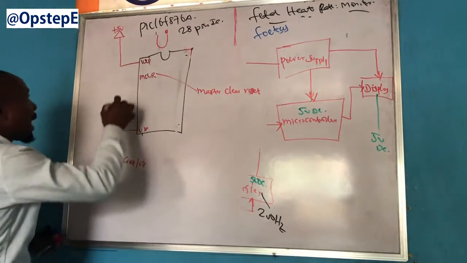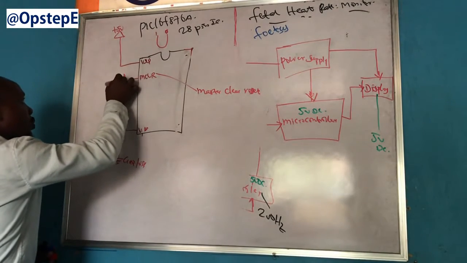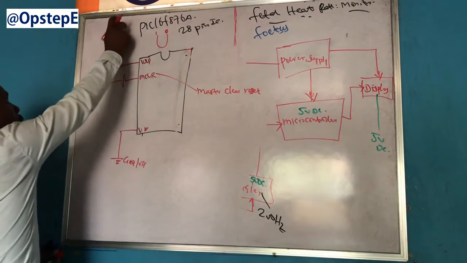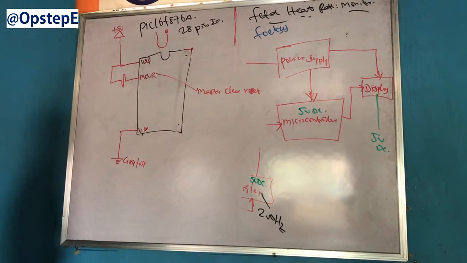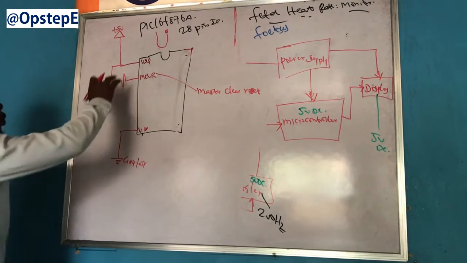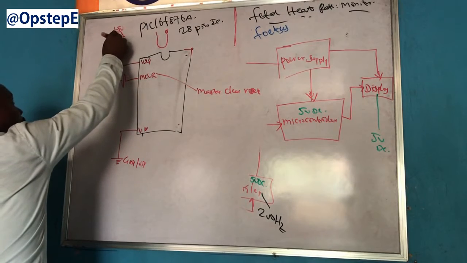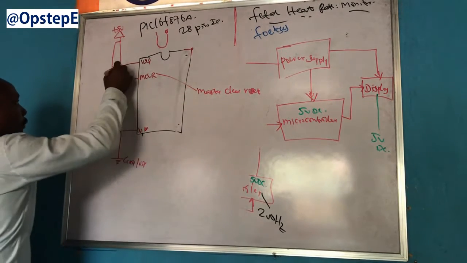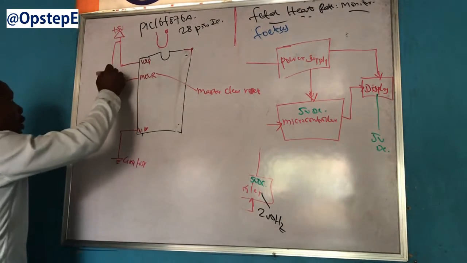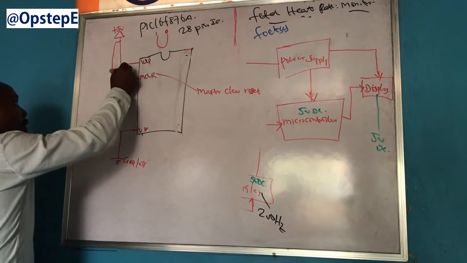That Master Clear Reset has to be taken through a resistor to your supply, the VDD. The value of the resistor that needs to be there is going to be a 10 kilo ohm resistor.